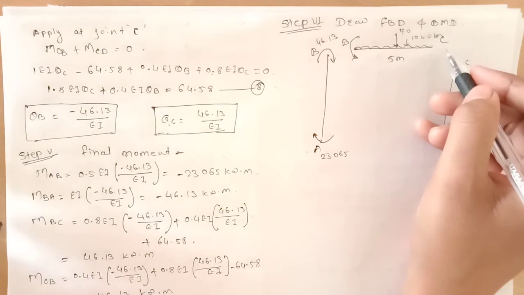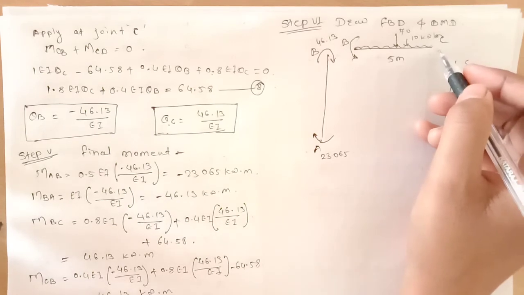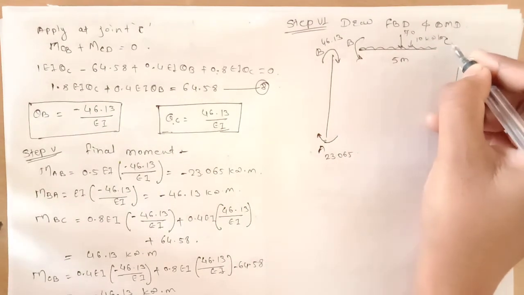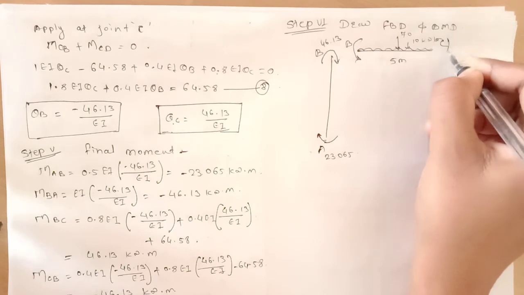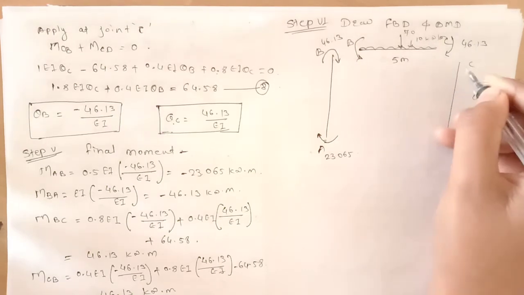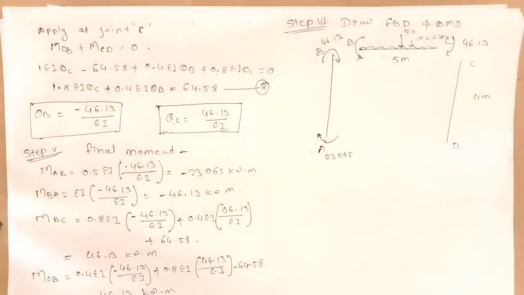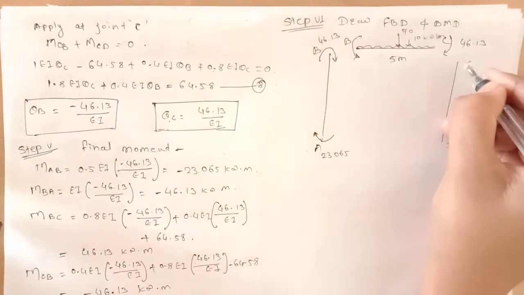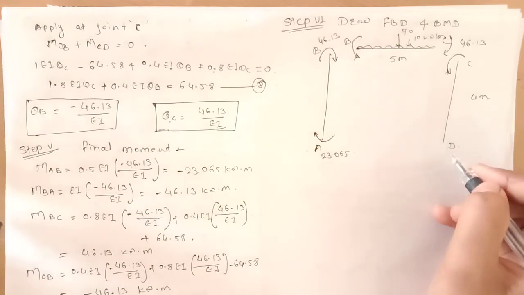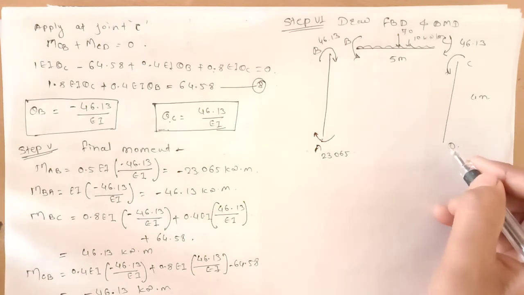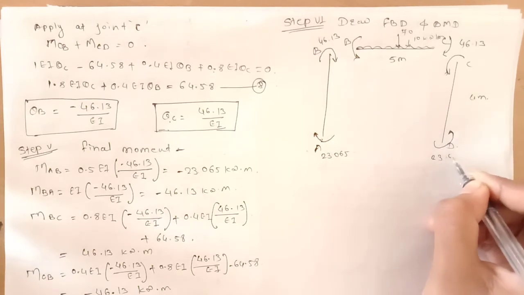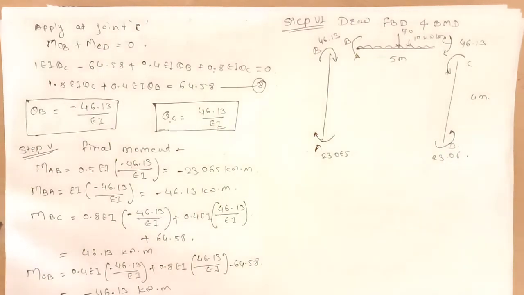Next, at member CB the value is minus 46.13. It is minus, so that's why we take a clockwise moment here, 46.13. Then next, the end moment at member CD is also 46.13 but positive. So the moment is like that. And last, at DC, the end moment is 23.06 positive. So here 23.06. Okay, this is our free body diagram.